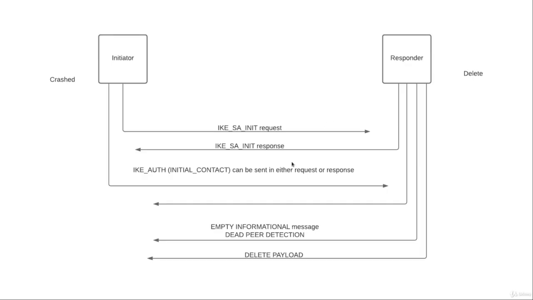Also, since we are discussing this topic, another use of informational messages is to achieve dead peer detection. The way IKEv2 does dead peer detection is by sending an informational message with an empty payload to identify if the peer is alive. If the peer responds to that message, this means that the peer is alive.